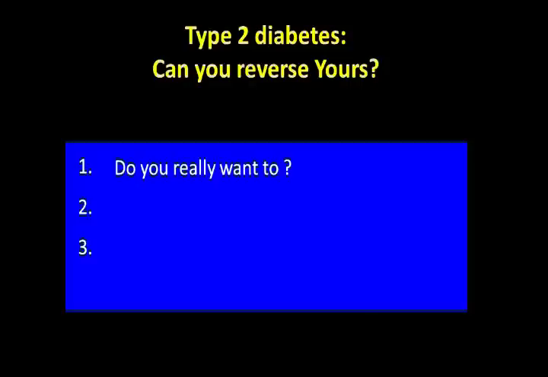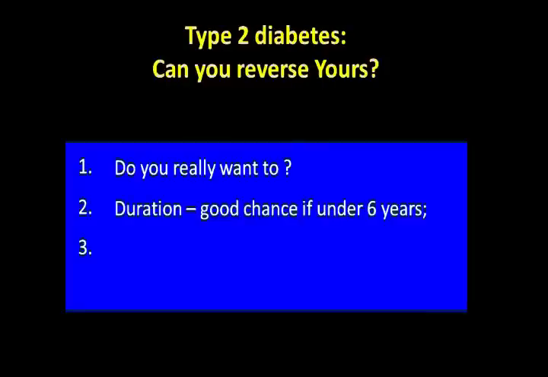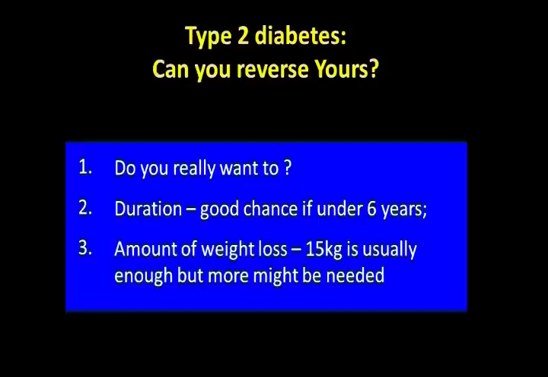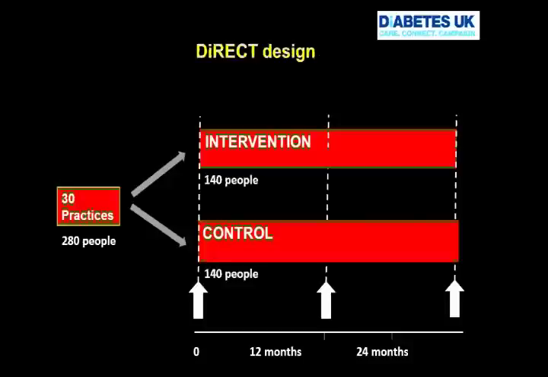After the 8 weeks, the difficult bit starts, because then you have to change your long-standing habits and get used to eating about 2/3 of what you used to eat. So this is not a trivial undertaking, and it's probably not for everybody. So examining carefully whether a person really wants to do this is important. But if they do, the next question is, okay, duration. If it's under 6 years, there's a good chance of reversal. And extent of weight loss. Well, 15 kilograms is usually enough to reverse type 2 diabetes, but some people seem to need to lose more.